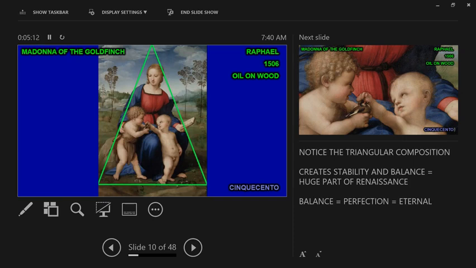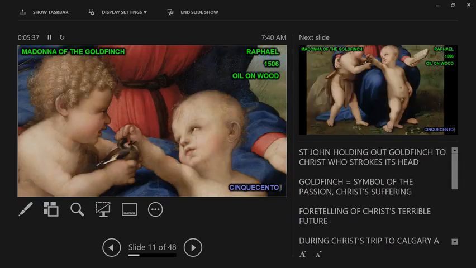And we saw it in the Last Supper. We had Christ in the middle, and then a group of three to his left and another group of three to his left. And then a group of three to his right and another group of three to his right. Everything is very mathematically balanced on both sides. And that is a common thing in Renaissance art.